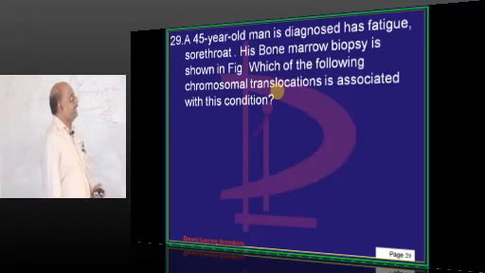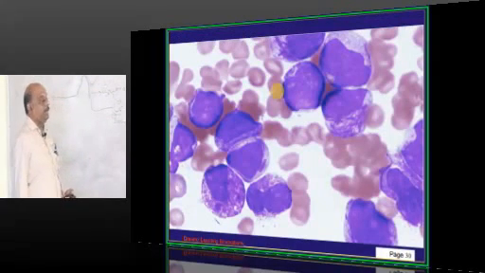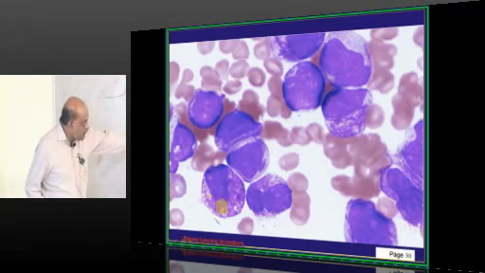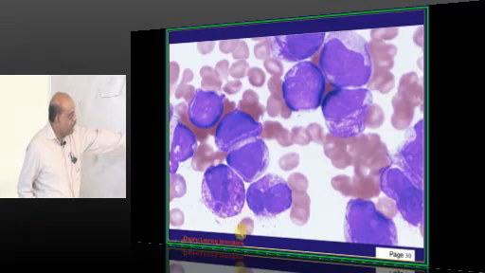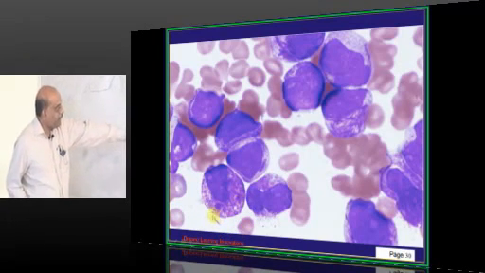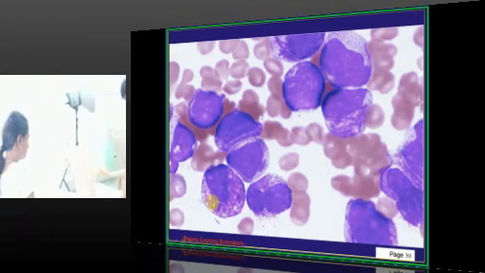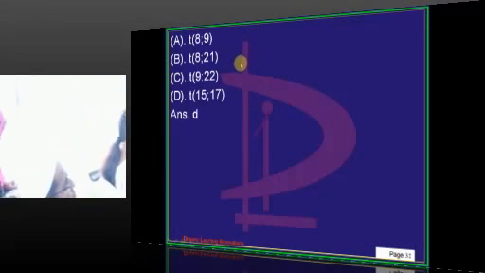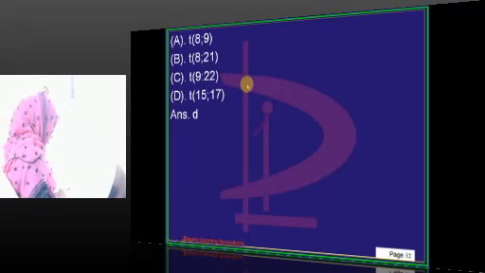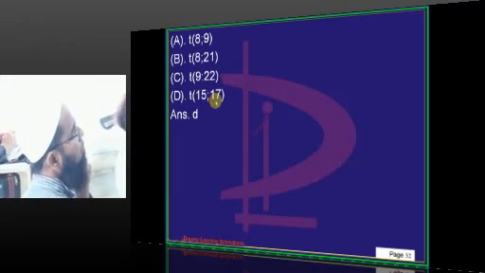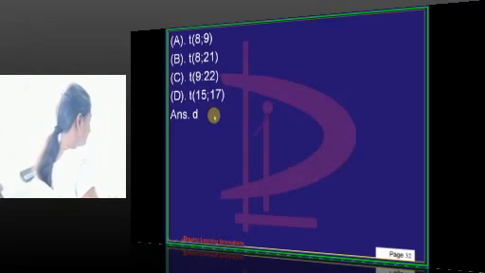A 45-year-old has fatigue. So bone marrow biopsy is shown. It is a classical example of granulations which you are seeing in the cells now. So acute promyelocytic leukemia will have this kind of granulation containing promyelocytes. So typically what is the type of chromosomal translocation in APML? It is 15;17, is what you have to be very sure.